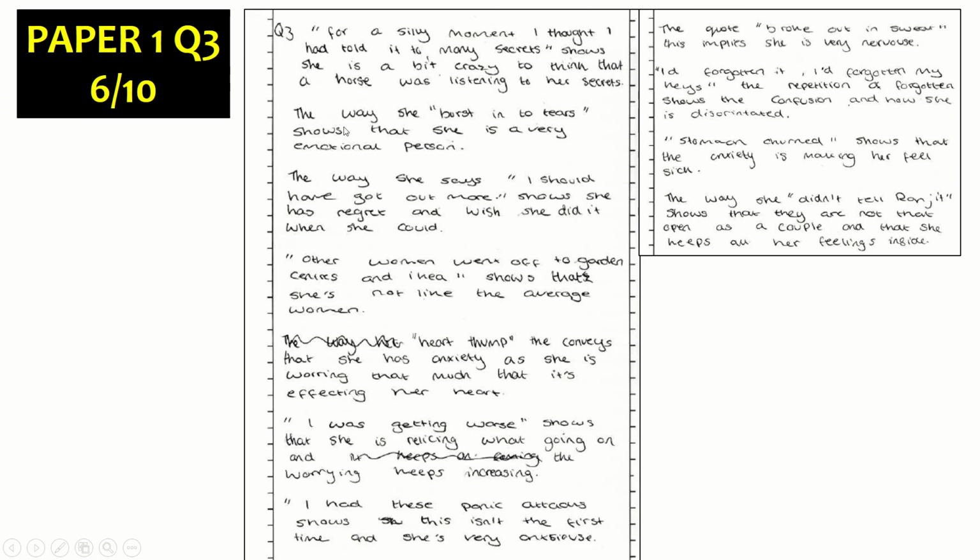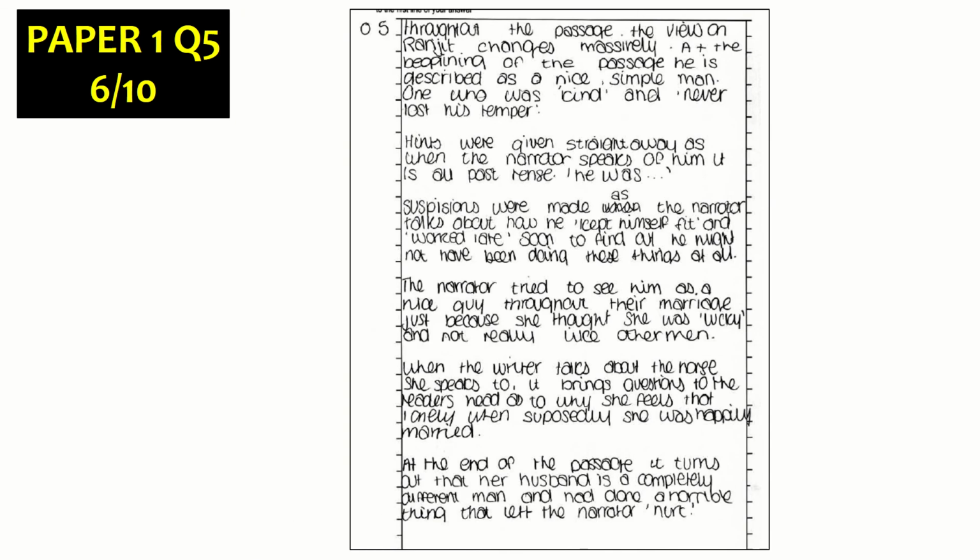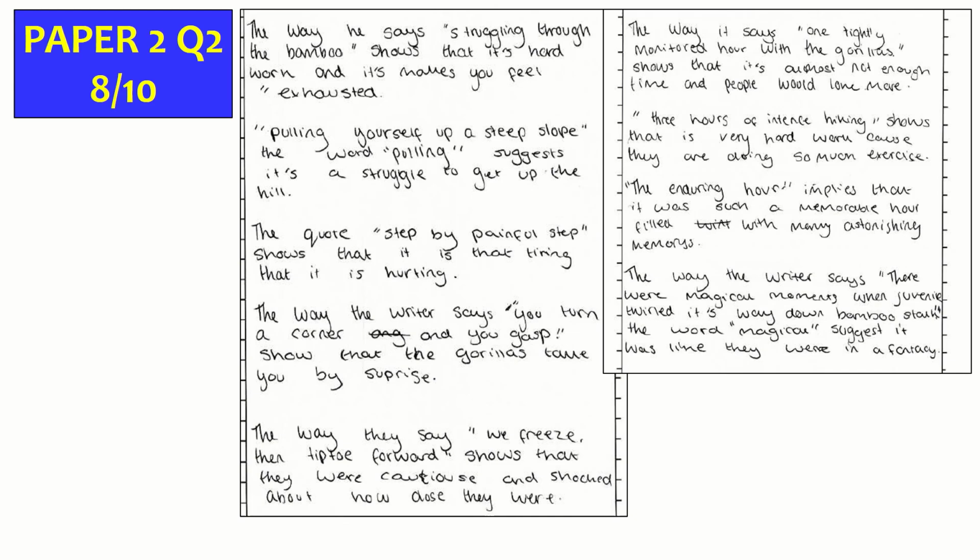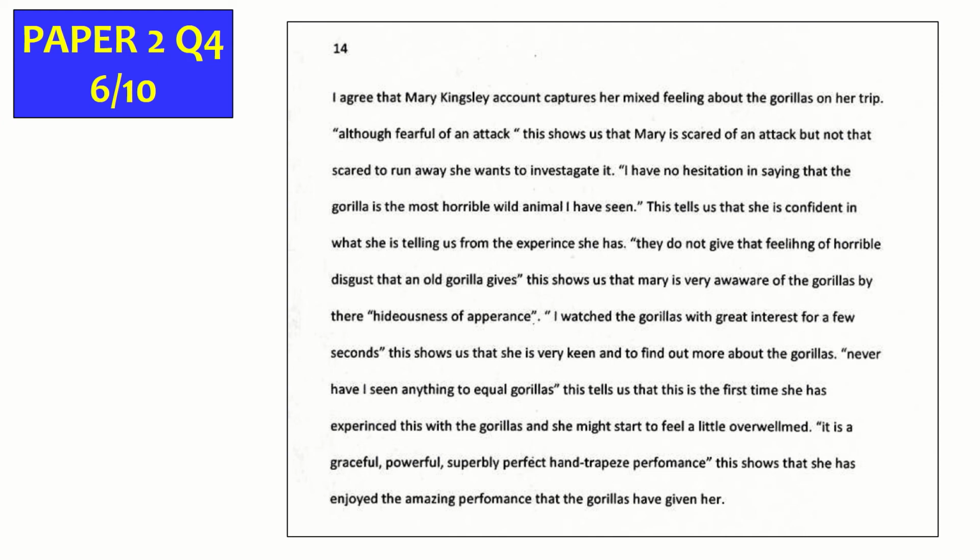This one here: the way she burst into tears shows me she's a very emotional person. Absolutely perfect, will get a mark. What impression do you get of the character? Well, my quote is burst into tears. What does that tell me about the character? It tells me she's emotional. So the person has picked a quote and said why it's been used. Absolutely perfect. Again, this one here, 2 or 3 lines per quote. Again, this one here, 2 or 3 lines per quote. Again, this one's got loads of quotes.